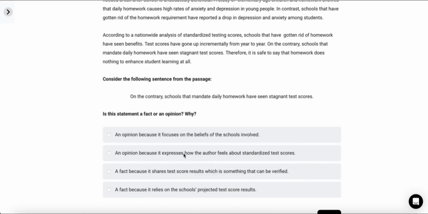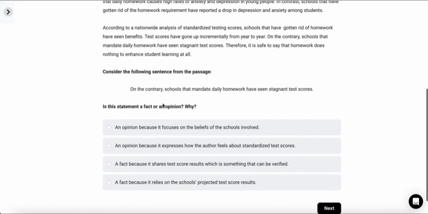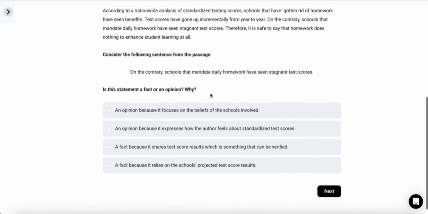An opinion because it expresses how the author feels about standardized test scores. Again, this is not referring to any author's beliefs. So this sentence is not an opinion. It is a fact because it shares test score results, which is something that can be verified. Schools that mandate daily homework have seen stagnant test scores. So it's referencing something that is documented that shows that schools that do have the daily homework requirement have seen scores that have gone down or stayed the same. So this is the correct answer.